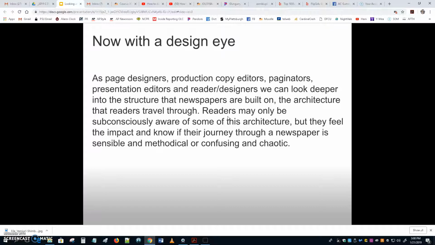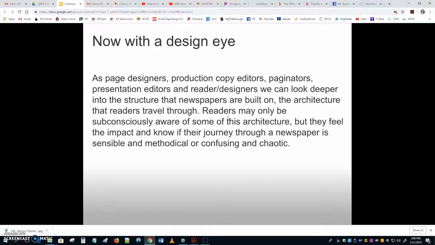Maybe we should think about them a little more with more depth, with a design eye towards them. People who design newspaper pages are sometimes called page designers or design editors, production copy editors, paginators, presentation editors, reader designers, and there's probably more and more terms. There's lots of different names for these titles, but they're still the people that both help to create the overall architecture of the structure of the information, and then on a day-to-day basis fill that architecture up and make it all as attractive and interesting and organized as possible.